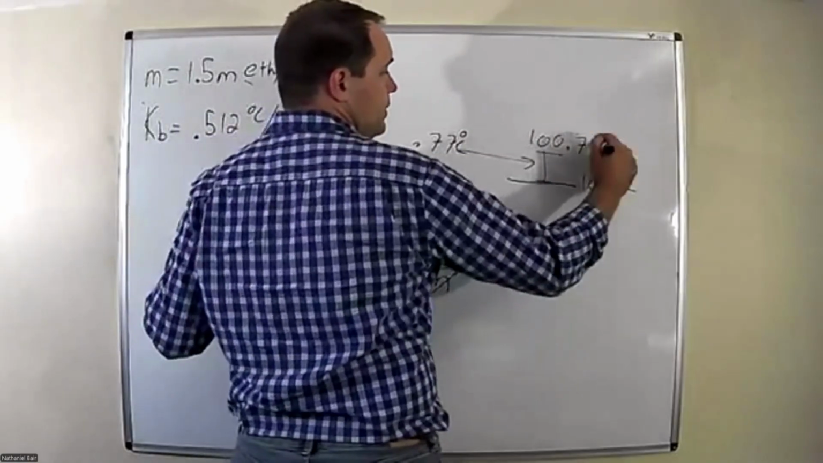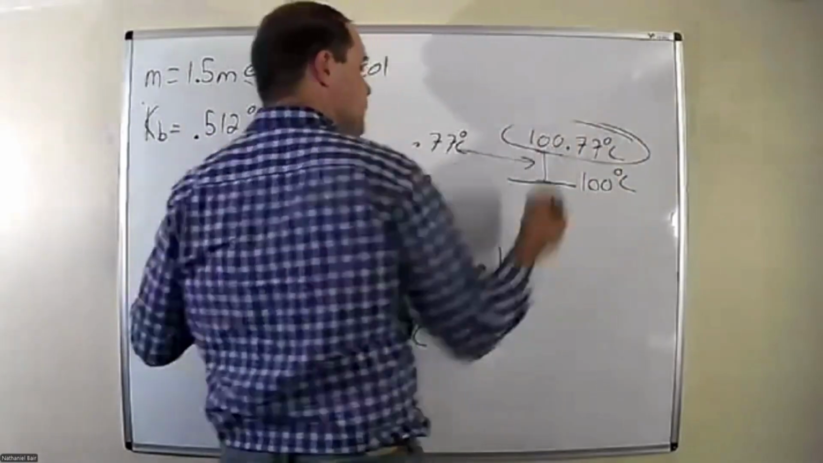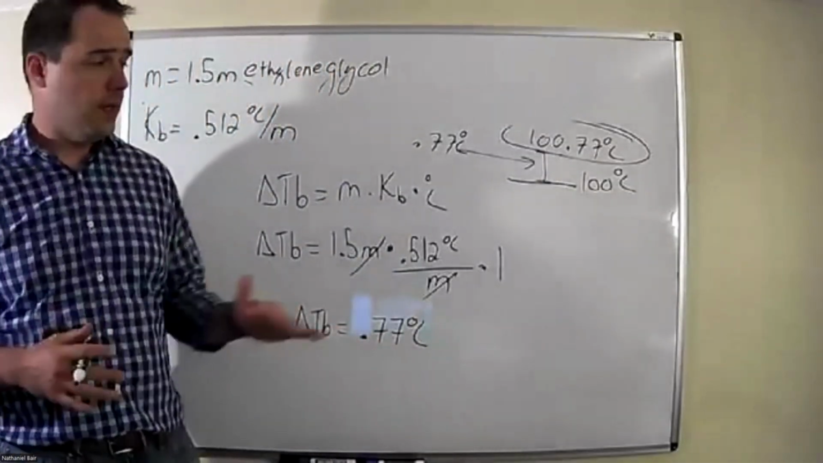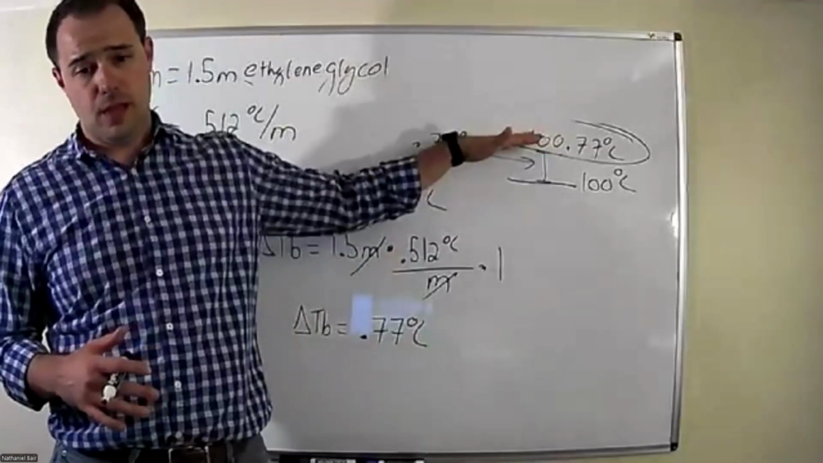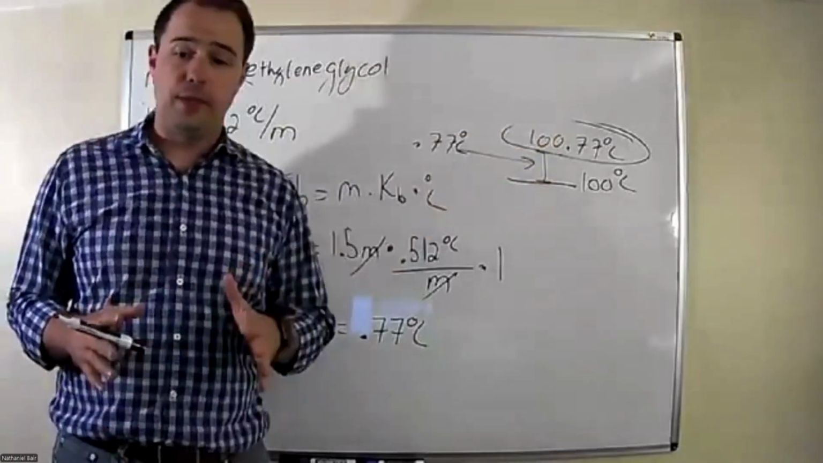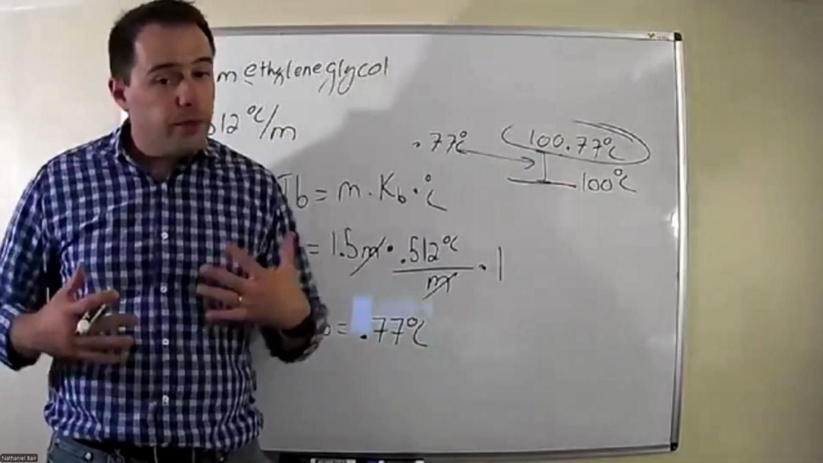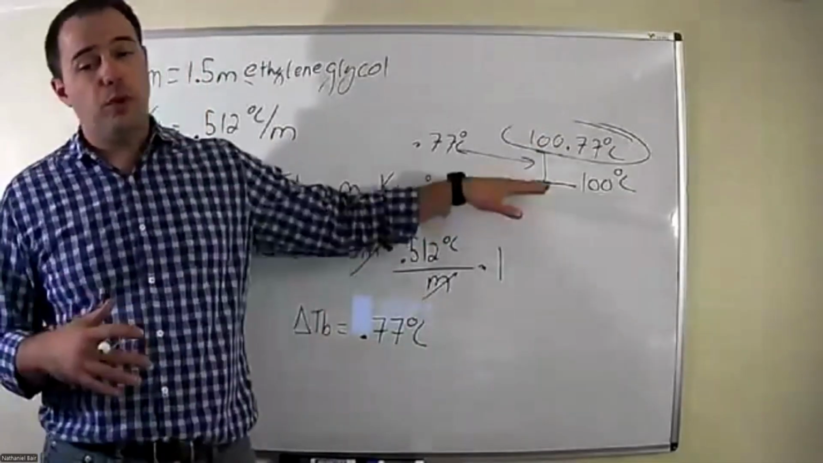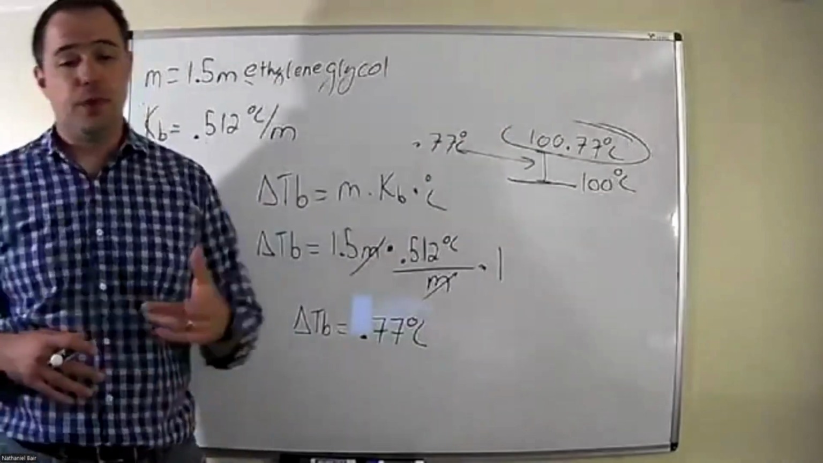That's 100.77 degrees Celsius. A 1.5 molal solution of ethylene glycol in water is now going to boil at 100.77 instead of 100. Not a big difference. About 101, about a 1 degree Celsius difference here. So boiling point is usually not nearly as impacted as freezing point.